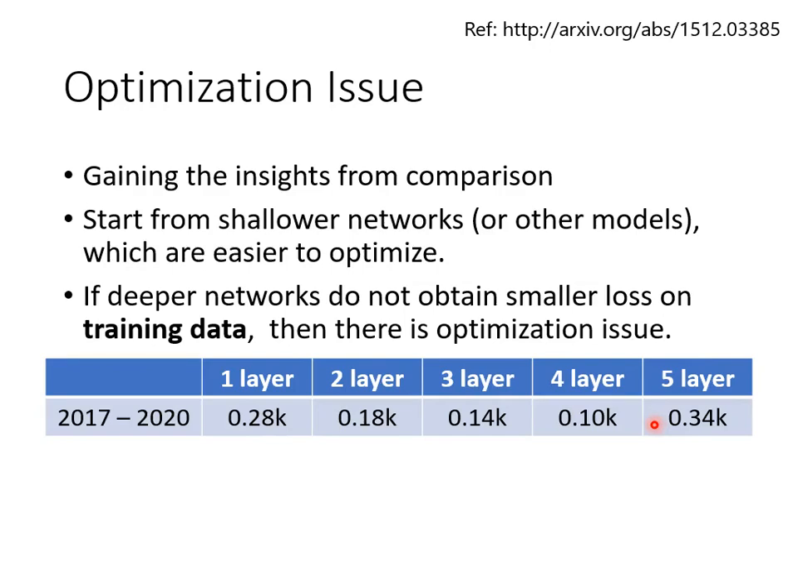Is it due to model bias? Clearly not, because we achieve 0.10k with 4 layers, and we should be able to lower it with 5 layers. There's a problem with optimization. Something's not done well when we're doing optimization.